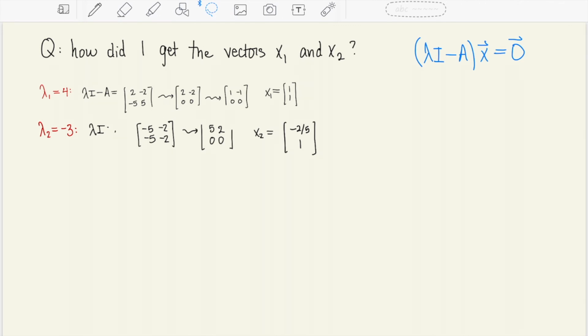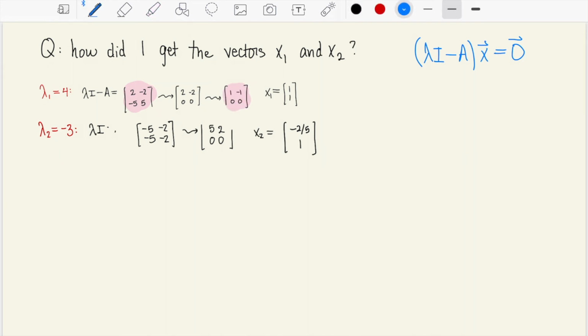It might be helpful in this calculation to remember that I'm solving a null equation. I have a matrix times the vector x, and I want to know when this is equal to 0. And that matrix happens to be lambda I minus A here. So I'm going to be row reducing my matrix and then trying to write down basis vectors for the null space. Let's look at the first calculation. My matrix, once I have actual numbers in it, row reduces down to 1, minus 1, 0, 0.